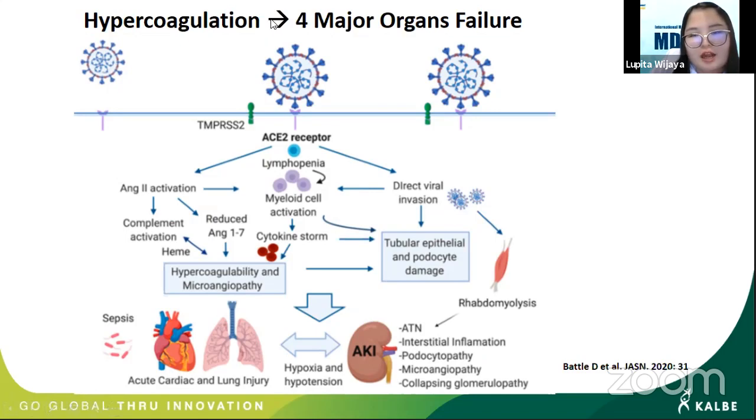You can see this is the hypercoagulation. There is a relationship between hypercoagulation and multi-organ failure. When there is hypercoagulability, there will be thrombus and also blood clots. And after that, what will happen? The blood clots will be transferred into any organ, especially major organs like heart, lungs, and also kidney, and also nervous system. Because of that, the hemodynamic signs of the patient will not be stable anymore.